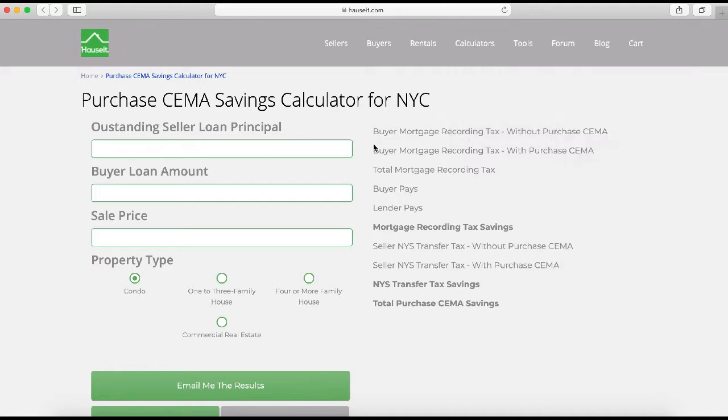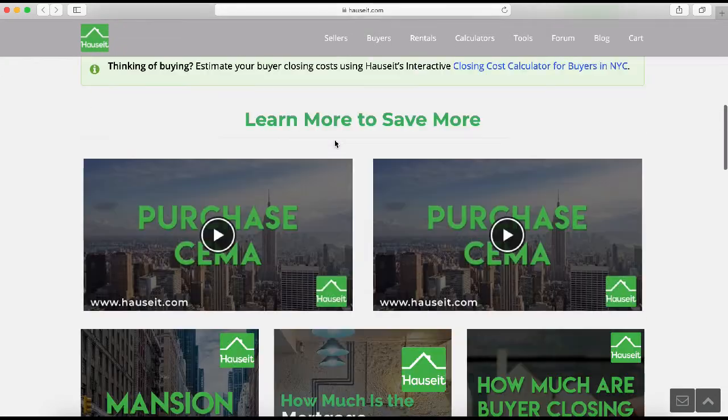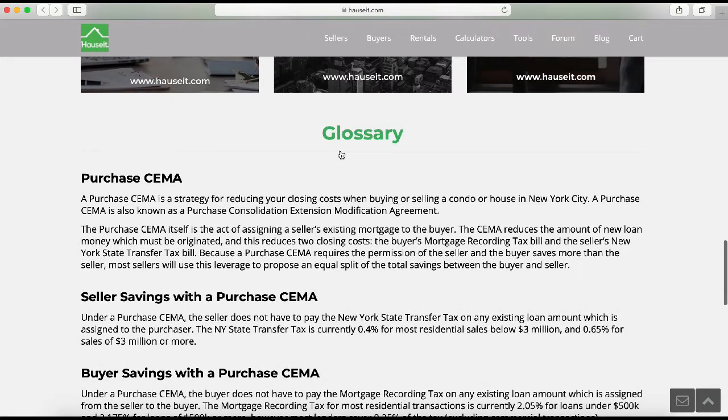So going back to the Purchase CEMA calculator, we want to start just by giving you an overview of what exactly a Purchase CEMA is. Now, if you go down to the glossary at the bottom of the calculator page, we have a brief overview here, but we are going to go over it with you in this tutorial. Now, the takeaway of a Purchase CEMA is that it helps lower closing costs. So beyond the specifics of how it works, what it is, what the acronym stands for, just know that if you hear the words Purchase CEMA, somebody is trying to save money on closing costs.